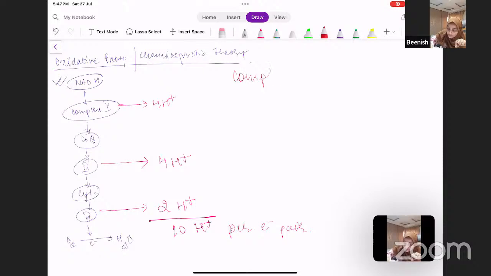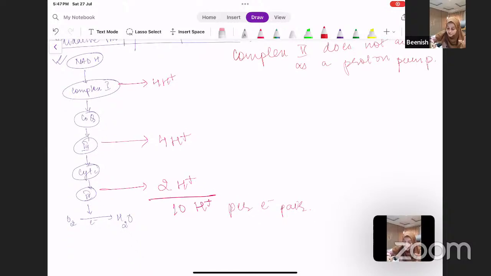Complex 2 does not act as a proton pump. So from NADH, you are getting 10 protons, and from FADH2, complex 1 is bypassed, complex 2 is not acting as a proton pump. From complex 3 you will get 4 protons, and from complex 4 you will get 2 protons. So you're getting 6 protons from FADH2, and from NADH you're getting 10 protons.